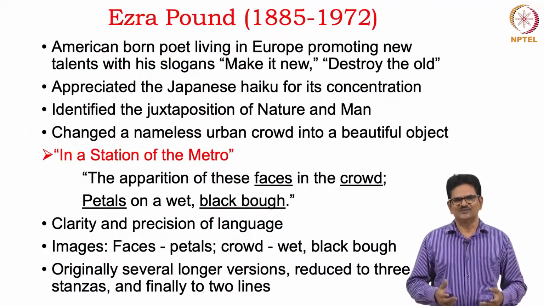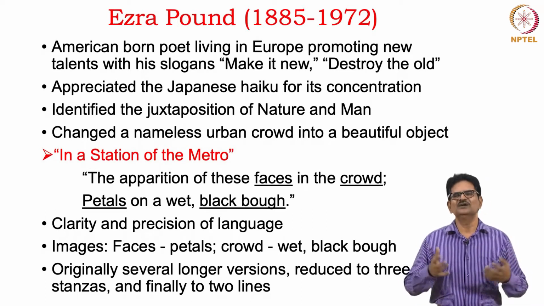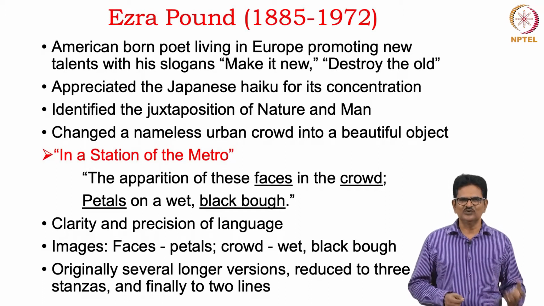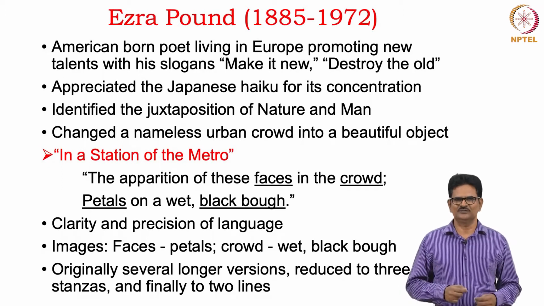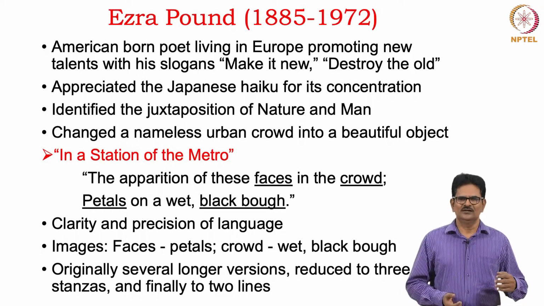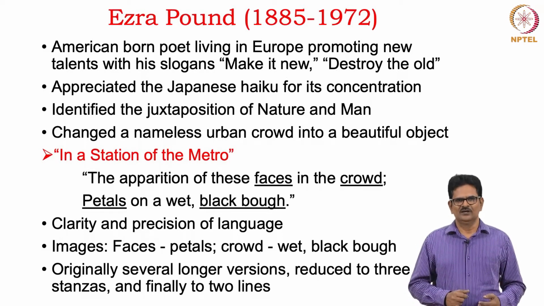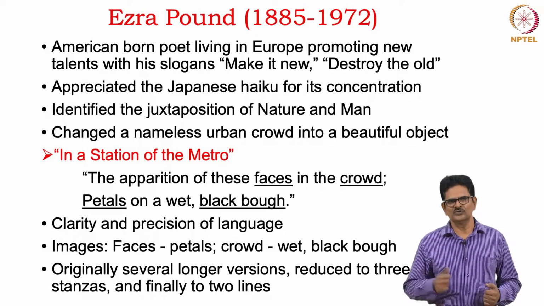The leader of the modernist movement is of course Ezra Pound. He was an American-born poet, but he primarily lived in Europe, promoting new talents with his slogans like "Make it new" and "Destroy the world." He appreciated the Japanese haiku for its concentration. He also identified the juxtaposition of nature and man in Chinese poetry and also Japanese poetry.